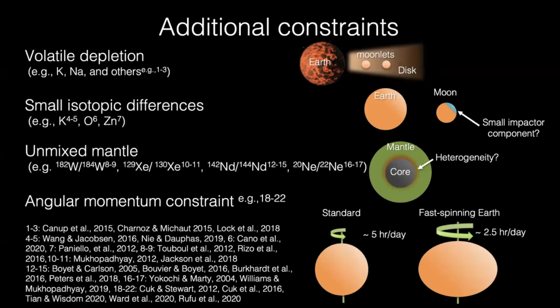It turns out that we have additional constraints. Volatile depletion is one of them. So the Moon may have lost its volatiles during the accretion phase.